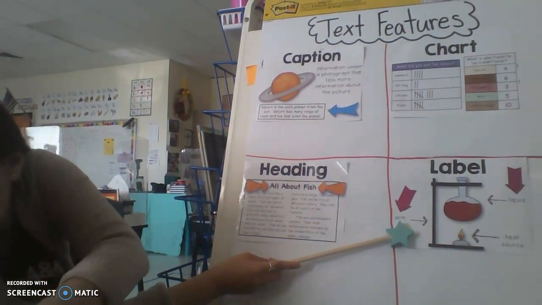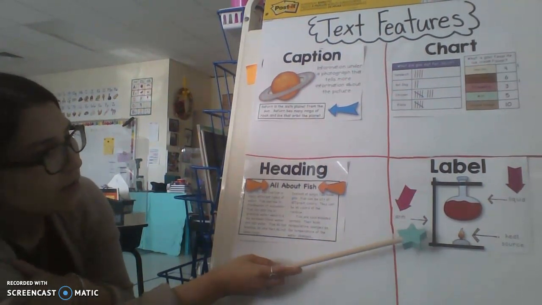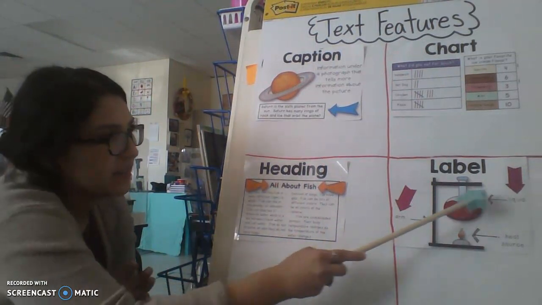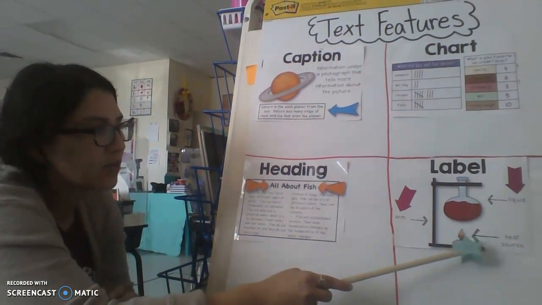Labels. Labels name parts of a picture. So we have 1, 2, 3 different arrows. This is the arm, this is the liquid, and this is the heat source.